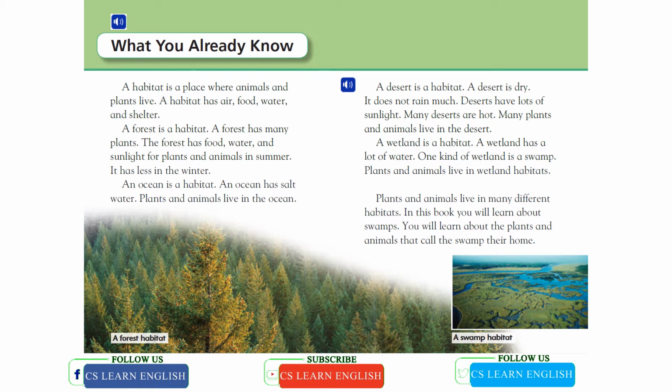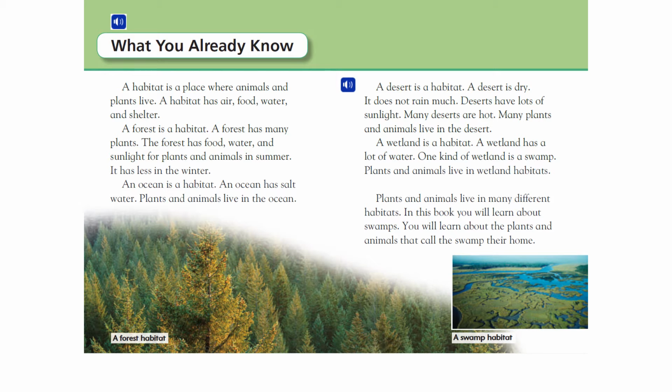A wetland is a habitat. A wetland has a lot of water. One kind of wetland is a swamp. Plants and animals live in wetland habitats. Plants and animals live in many different habitats. In this book, you will learn about swamps. You will learn about the plants and animals that call the swamp their home.